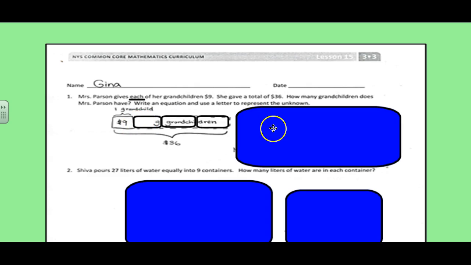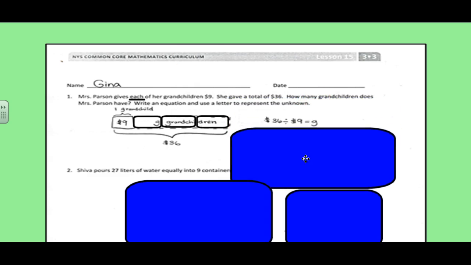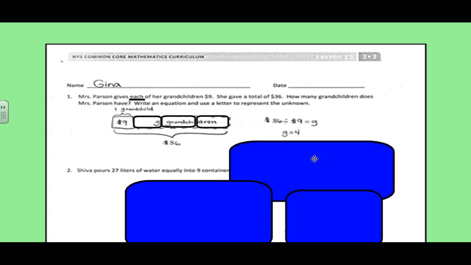So we need to write an equation, and we're going to use a letter to represent the unknown, and we just said that the letter is going to represent grandchildren, so we're going to use the letter G. So the equation that we're looking for was 36 divided by 9 equals G, and then we just solved for what G stood for on the tape diagram by seeing how many sections the tape diagram had. So we know from this one that G was equal to 4, so that tells us that she has 4 grandchildren.